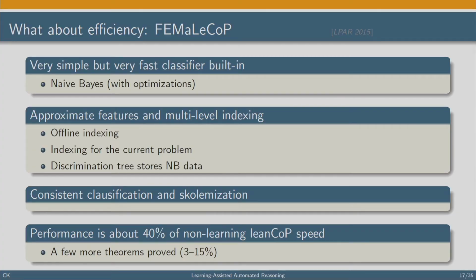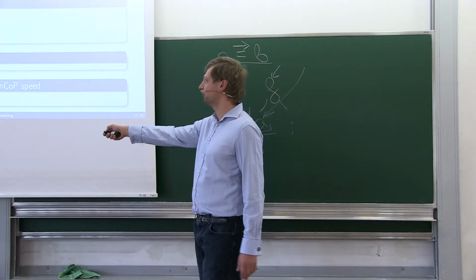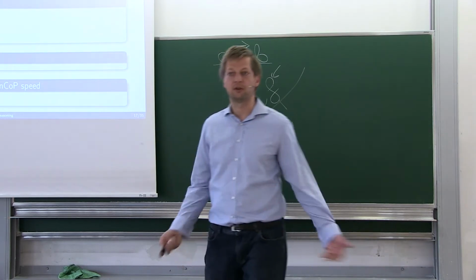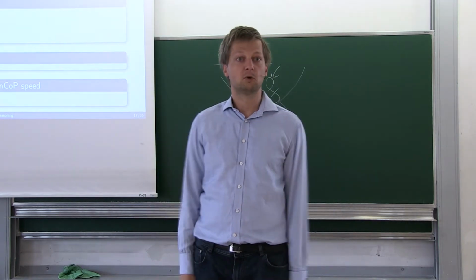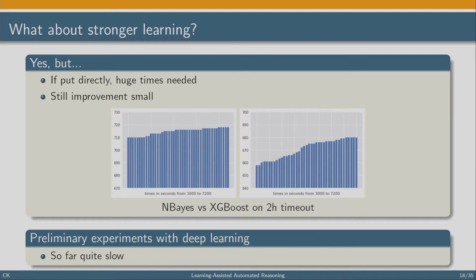We discussed last time during the exercise consistent classification and skolemization. The performance is about 40% of that of non-learning LeanCop, but it could prove a few more theorems. This is nice. Depending on the data set, on some more consistent data sets, it would be 15% more theorems proved. On some data sets, it would be 3%, depending on how consistent it would be. Quite nice.